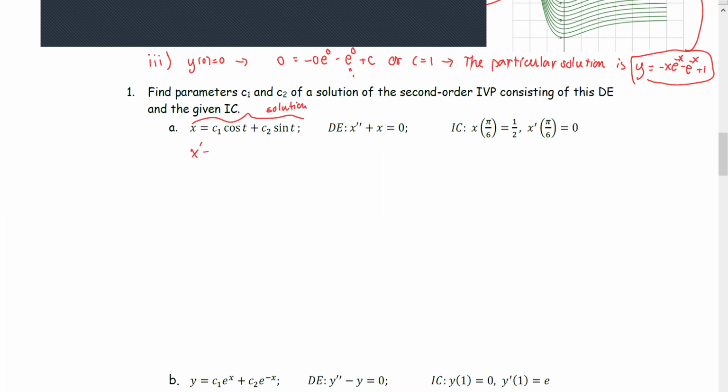Let's set it aside. What is x prime? x prime is negative C1 sine t plus C2 cosine t. For the first initial condition, x at pi over 6 equals 1 over 2, which is 1 half.